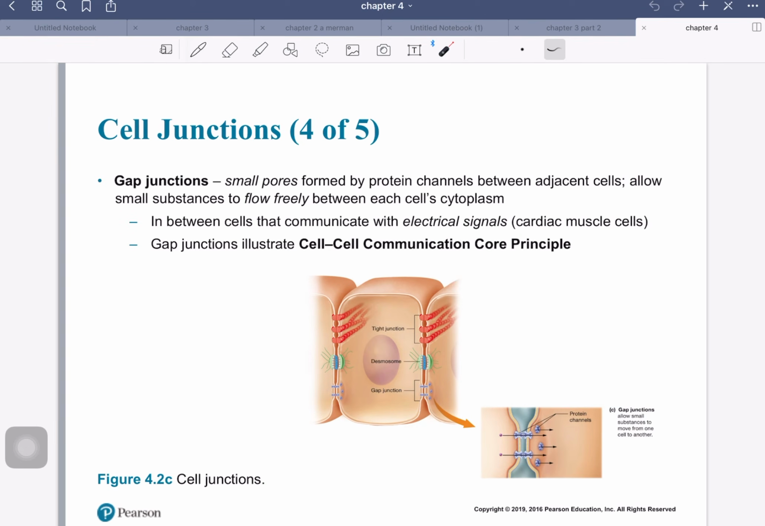The next one is gap junctions, and the name gives you a big clue that they do have little gaps or small pores that are formed by protein channels between the adjacent cells. This allows certain substances, and of course they're really small substances, to flow between one cell's cytoplasm and the other's. One great example of this would be electrical signals in the heart muscle, the cardiac muscle. When we get to the heart, we'll come back and talk about this. So gap junctions have a role in cell-to-cell communication.